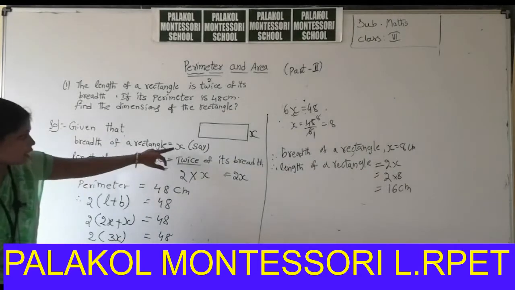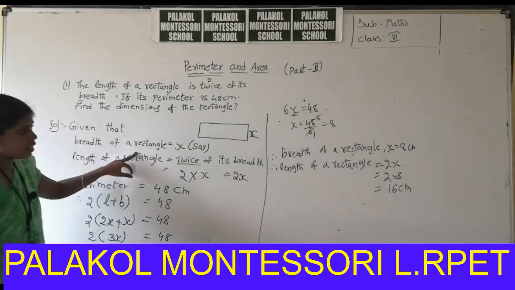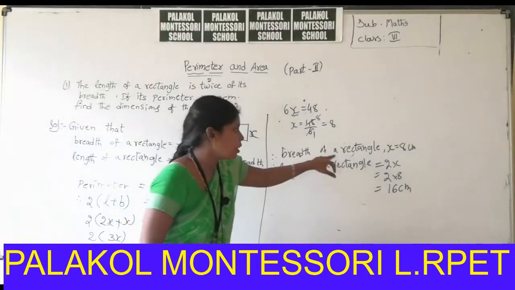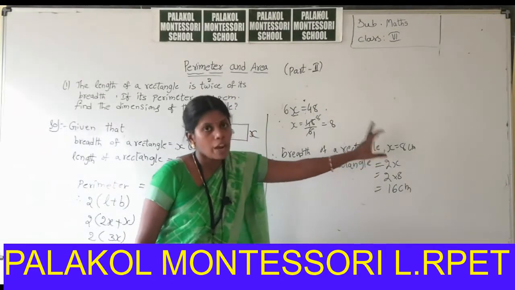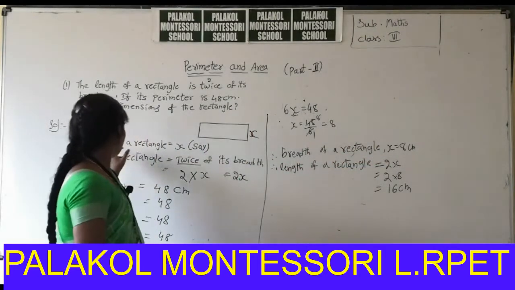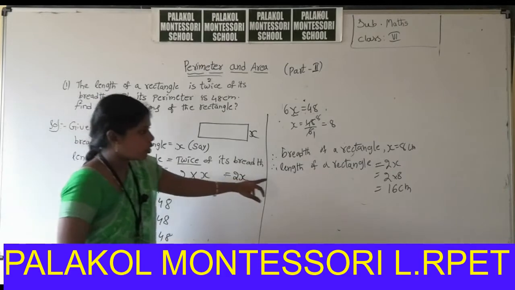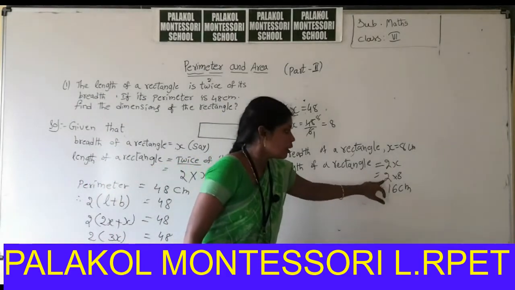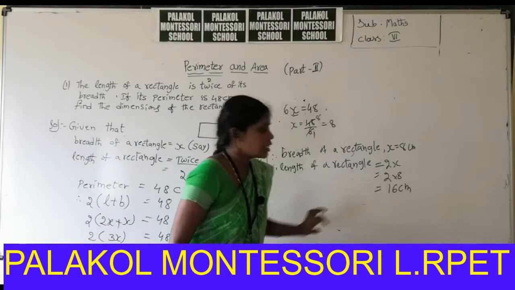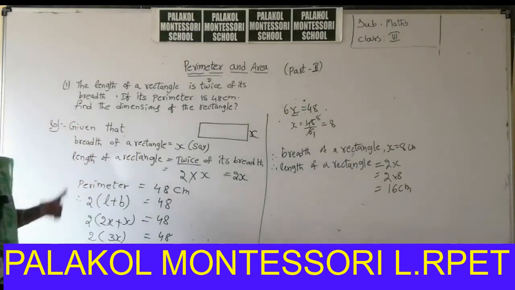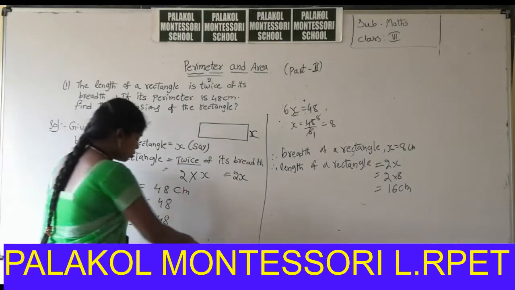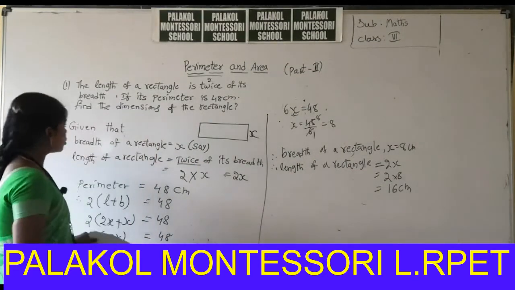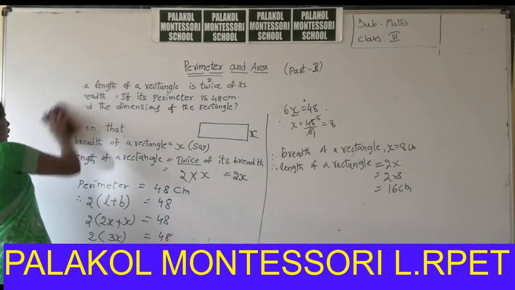We can say x is the breadth of the rectangle. So x is therefore the breadth of a rectangle, x is equal to 8 centimeters. In the same way, the length of a rectangle is equal to 2x. That is nothing but 2 into 8, 16 centimeters. So students, do you understand? Next we are going to the next question.